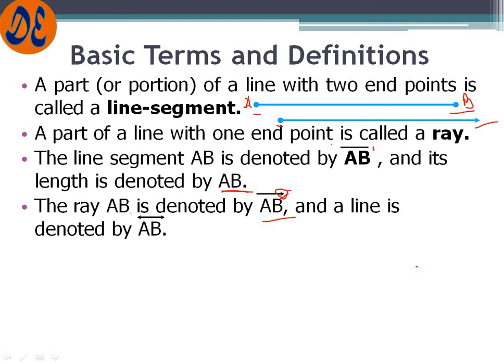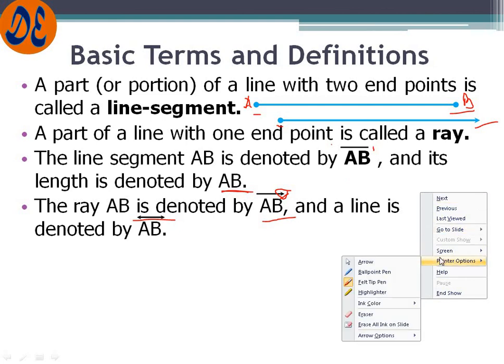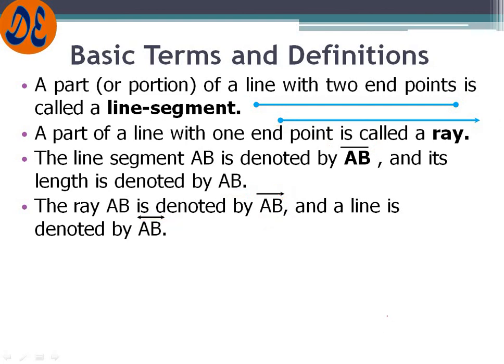Again, if you want to denote a line, a line is denoted by a two-ended arrow. Both ends are arrows, which means there is no ending of the line.